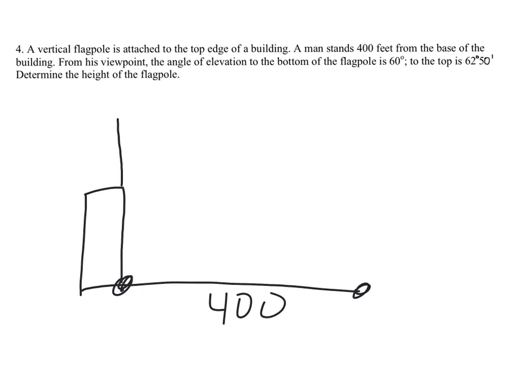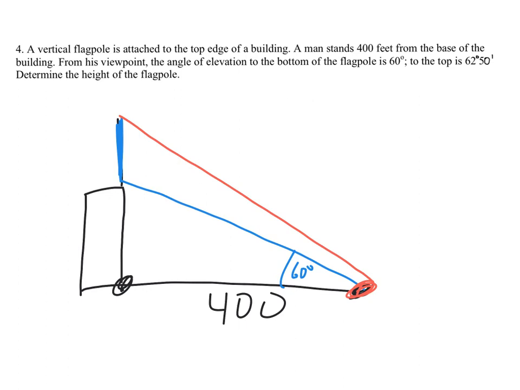From his viewpoint, or from this point, the angle of elevation to the bottom of the flagpole. Well, here is the flagpole. The angle of elevation to the bottom, so this angle right here, is 60 degrees. And it says from that same point, the angle of elevation to the top of the flagpole, so this entire red angle, is going to be 62 degrees and 50 minutes. And we have to find the height of that flagpole.